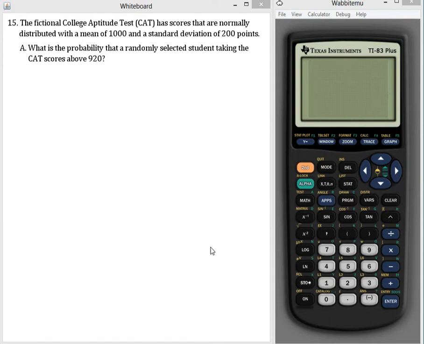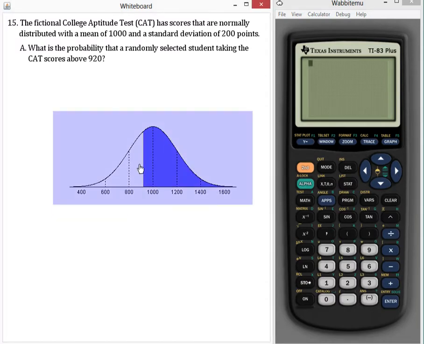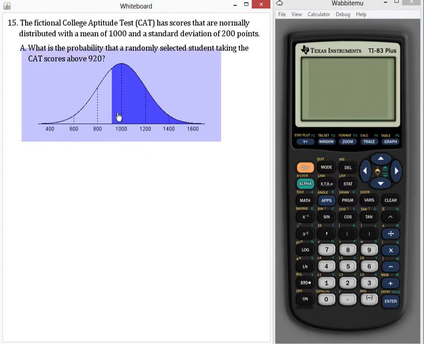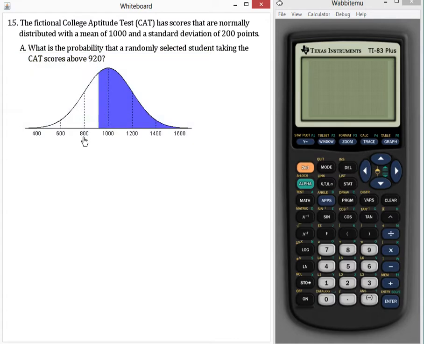The fictional college aptitude test has scores that are normally distributed with a mean of 1,000 and a standard deviation of 200. Part A. What is the probability that a randomly selected student taking the CAT scores above 920? Okay, so the key thing here is they've told us that this is normally distributed. So, knowing that, I'm going to draw a normal distribution. That's really the best way to begin any of these problems.